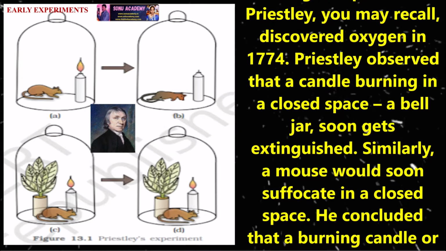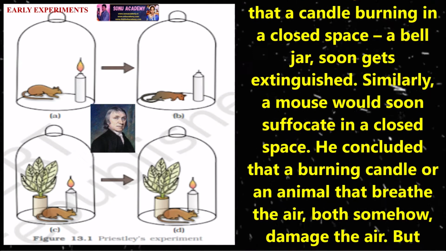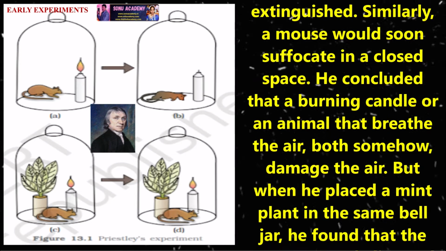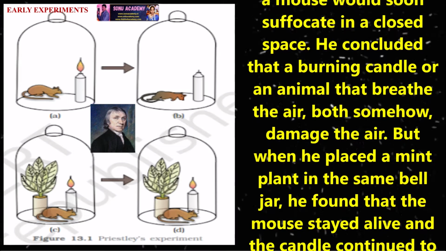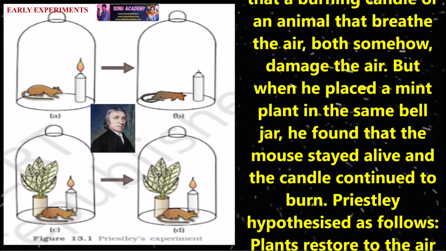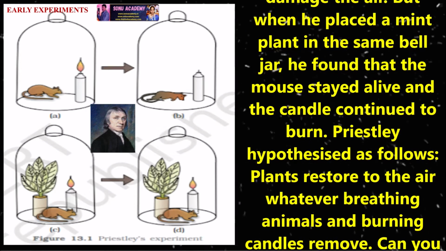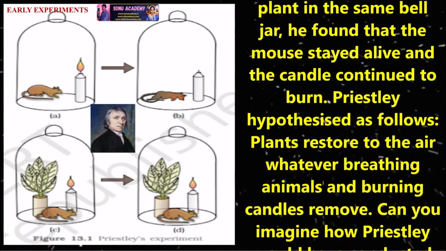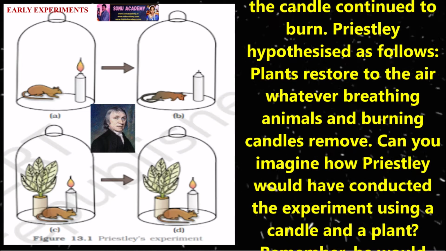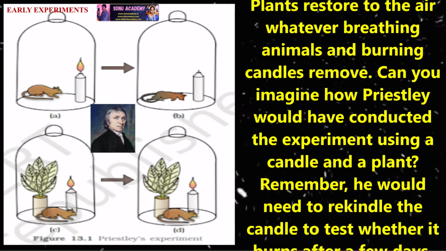Priestley observed that a candle burning in a closed space, a bell jar, soon gets extinguished. Similarly, a mouse would soon suffocate in a closed space. He concluded that a burning candle or an animal that breathed the air both somehow damaged the air. But when he placed a mint plant in the bell jar, he found that the mouse stayed alive and the candle continued to burn. Priestley hypothesized as follows: plants restore to the air whatever breathing animals and burning candles remove.